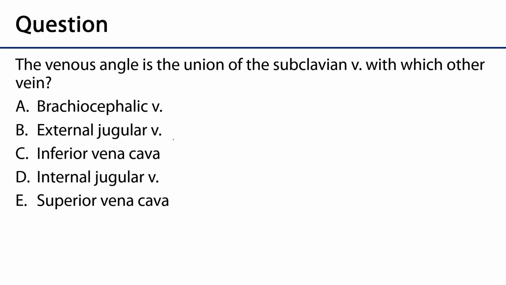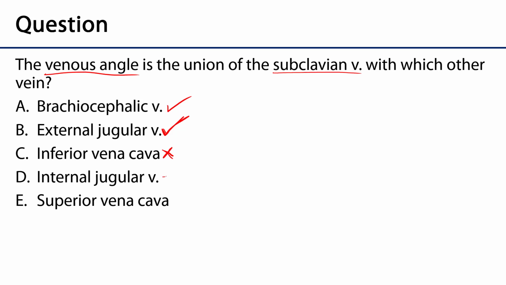And that leads us to our assessment question of the video, and that is, the venous angle is the union of the subclavian vein with which other vein? Brachiocephalic vein? Well, subclavian does touch brachiocephalic, maybe. External jugular vein? External jugular vein, although not discussed, does feed into the subclavian vein. Inferior vena cava? No. Nowhere close.